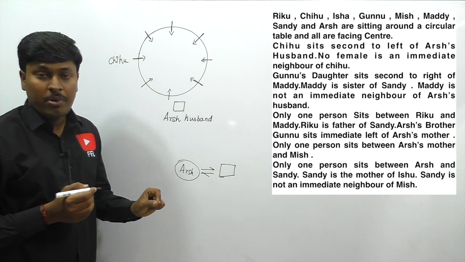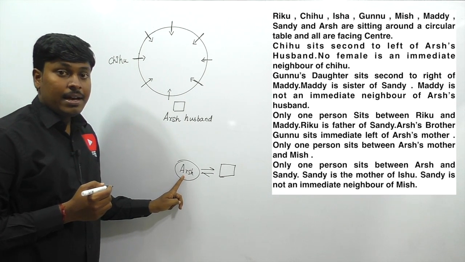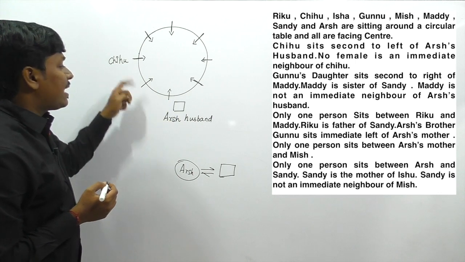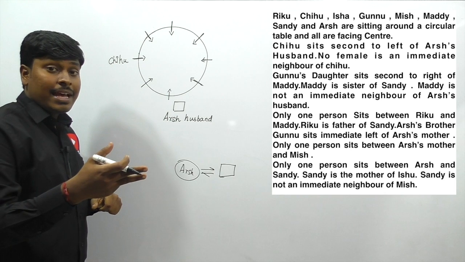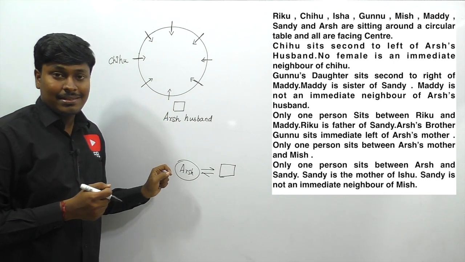So friends, clear on the point? Ash is having a husband, so we can say that Ash is a female person. And Ash's husband left hand side, at a second place Chikku is sitting, but we don't know whether Chikku is male or female. So friends, listen carefully. I used to go for a box for a male person and a circle for a female person, right?